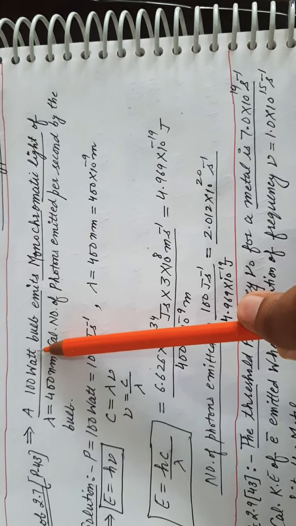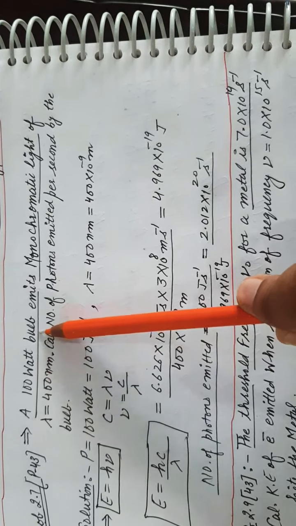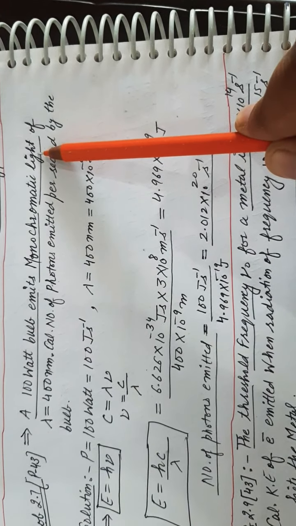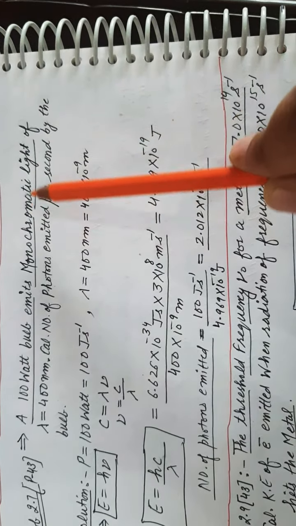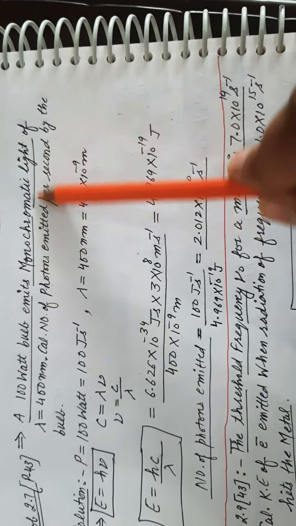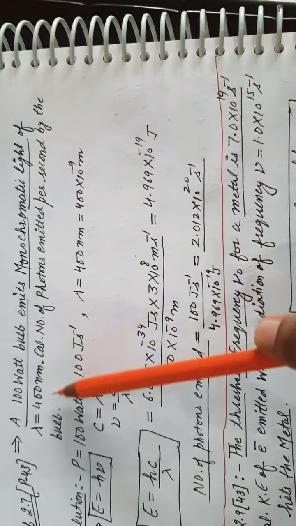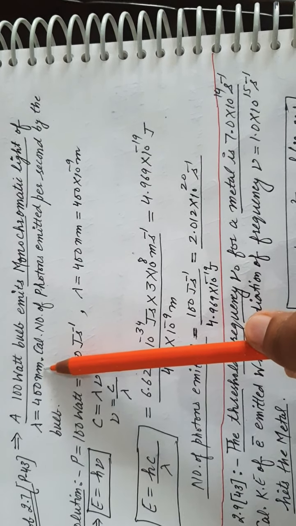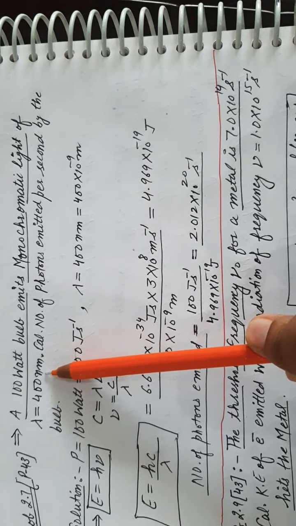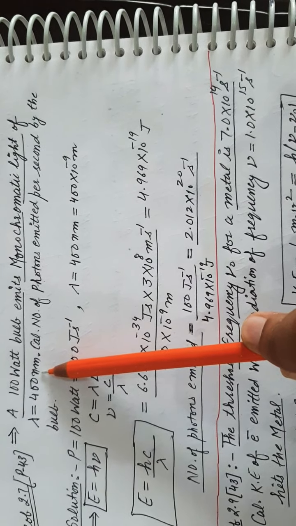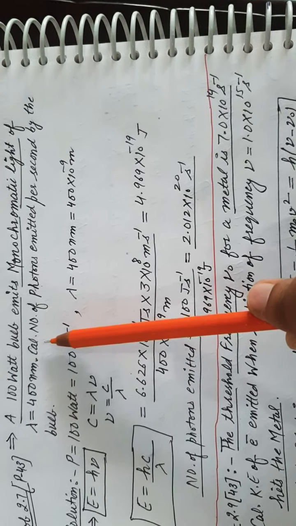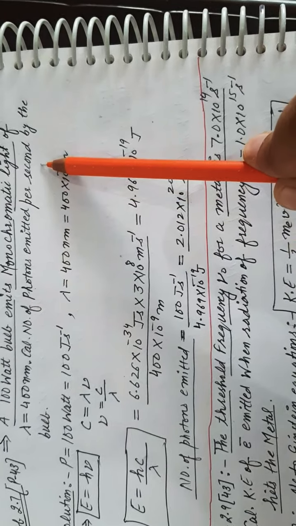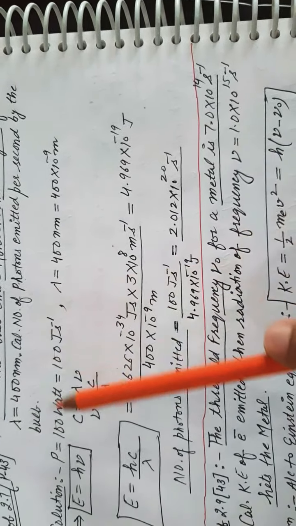Energy upon time is known as power. A 100-watt bulb emits monochromatic light. Monochromatic means the light which has a single wavelength, the same wavelength, is known as monochromatic light, of wavelength 400 nanometer. Nanometer is the unit for wavelength, and 1 nanometer is equal to 10 raised to power minus 9 meter. So you have to calculate the number of photons emitted per second by the bulb.